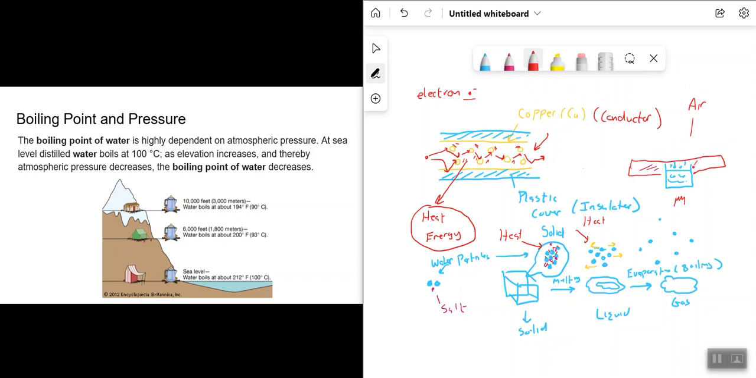So therefore, it takes less energy for the particles in the water to change from a liquid into a gas, because they're able to escape easily because of less pressure at higher altitudes. So that's the link between boiling point and pressure.